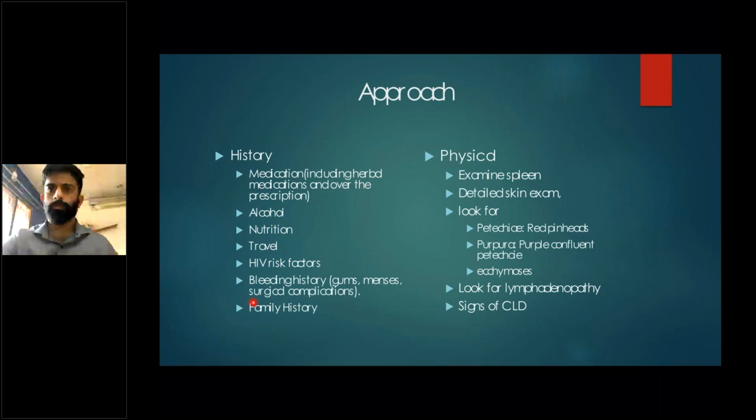So alcohol, nutrition, travel history, HIV risk factors, bleeding history like bleeding gums, menses, and surgical complications, and then family history. So these are all important history. Family history is especially important in case of suspicion of congenital causes or young people presenting with thrombocytopenia.